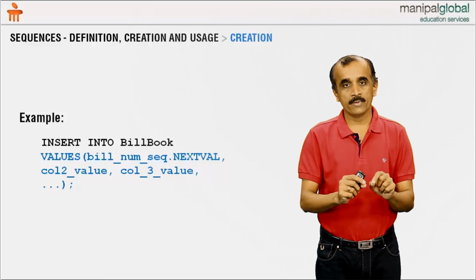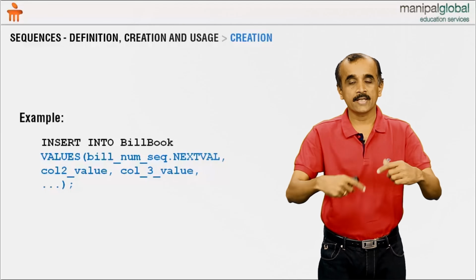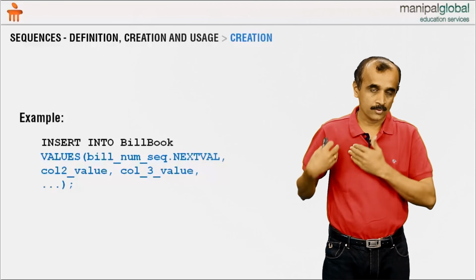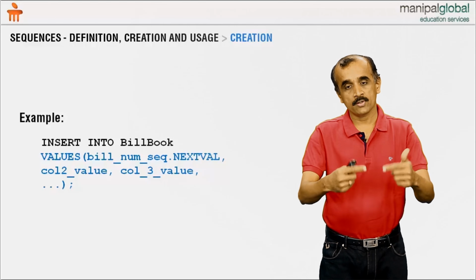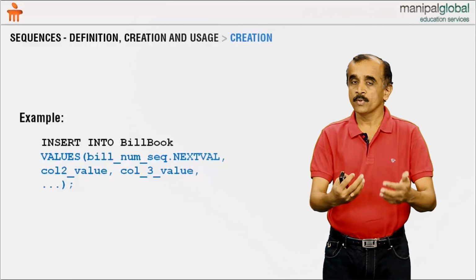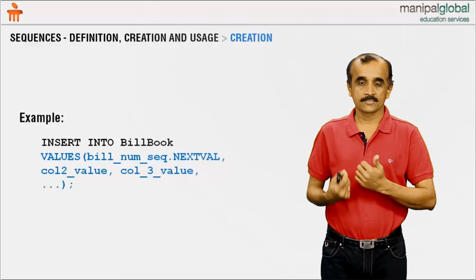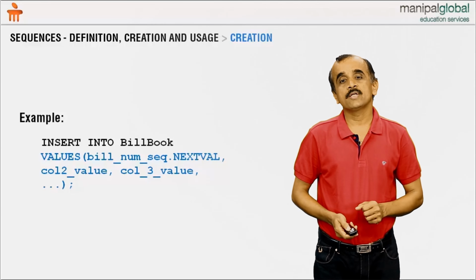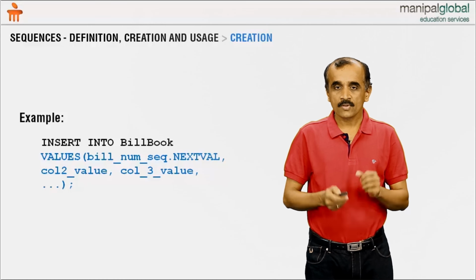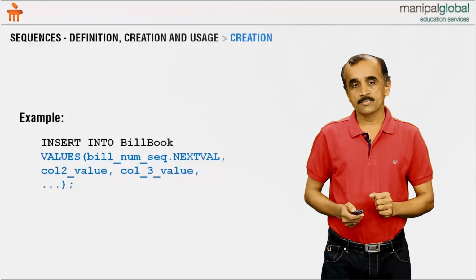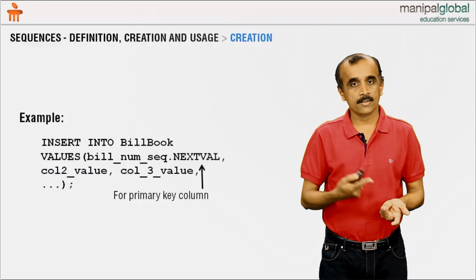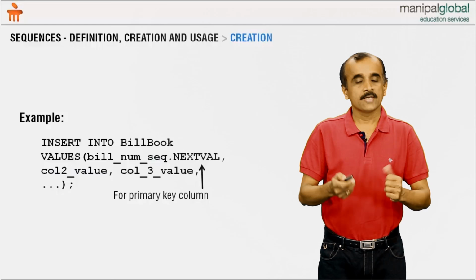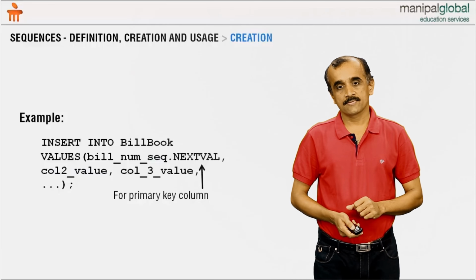It is something like the odometer in a vehicle: every time we move the vehicle, it keeps on incrementing, so you cannot go back. The same thing applies to the sequence. You just keep on going with nextval; there is no previous value, so you cannot go back. This is a typical usage of a sequence. You typically use nextval for primary key columns, as we saw in the case of bill number, order number, account number, employee number. That is a classic case of a sequence.